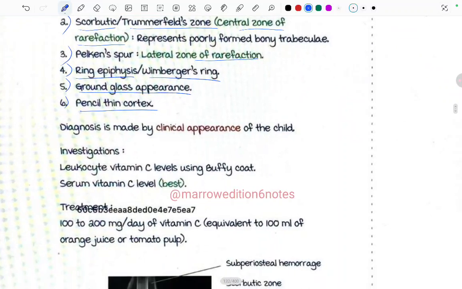What will be investigations that could be done? It is the leukocyte vitamin C levels using the Buffy coat, and serum vitamin C levels. This is the best investigation that could be done. For the treatment, we have to give 100 to 500 mg per day of vitamin C, equivalent to 100 ml of orange juice or tomato pulp. Fine. 100 to 200 mg per day.